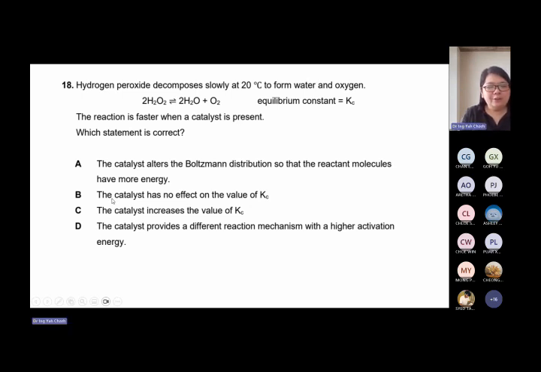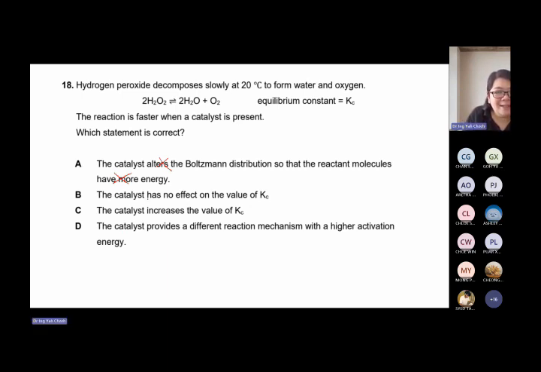Catalyst will not change the distribution. It doesn't affect the distribution. Catalyst is only changing the position of the activation energy to a lower one in the Boltzmann distribution. So saying the catalyst alters the Boltzmann distribution is not correct. And it doesn't make the reactant molecules have more energy. Reactant molecules won't gain more energy just like that. They only gain more energy when temperature is increased. So catalyst does not affect the energy of the reactant molecules.